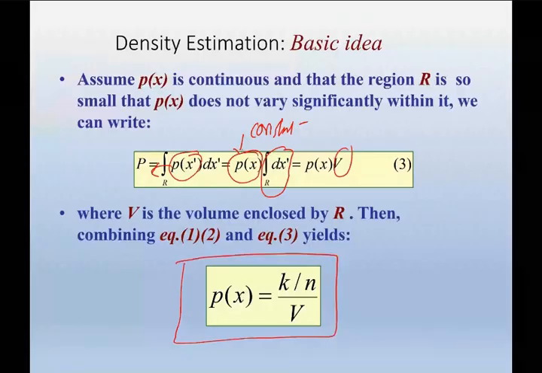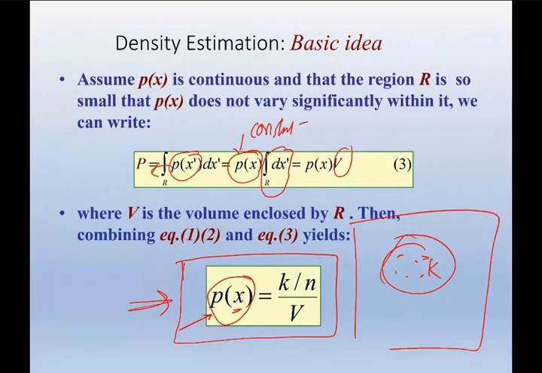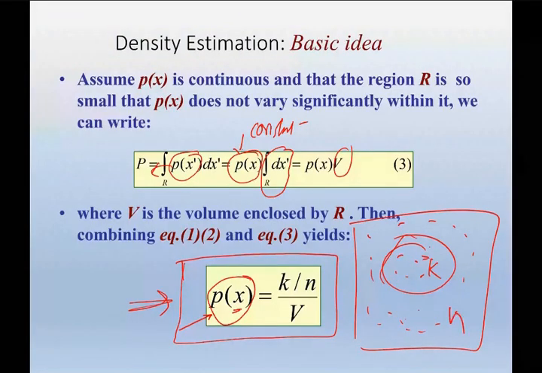We started with some intuition. Now we can see that this intuition is a good approximation of probability of x. So this is density estimation. So the density estimation at a given point x is equal to k, the number of samples falling in this region, divided by the total number of samples in my problem, that is n, and divided by the volume of this region of interest.